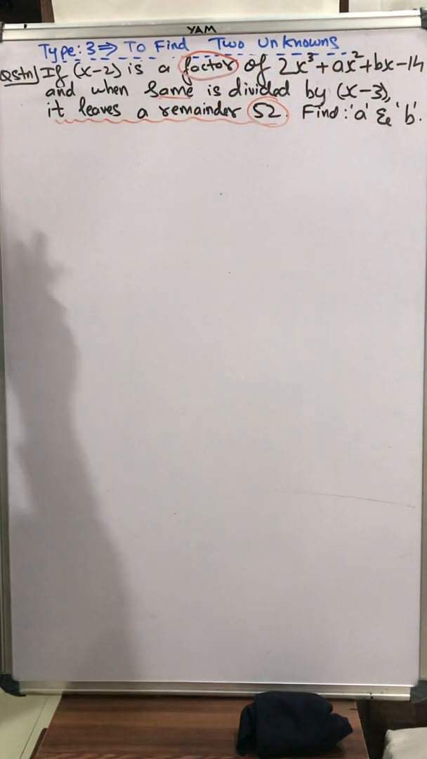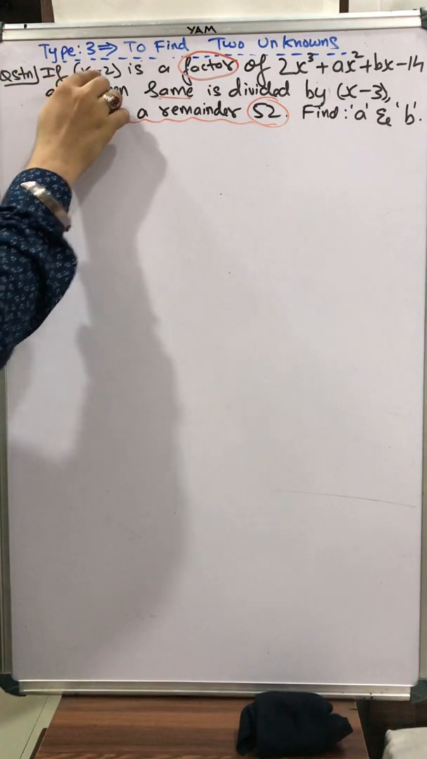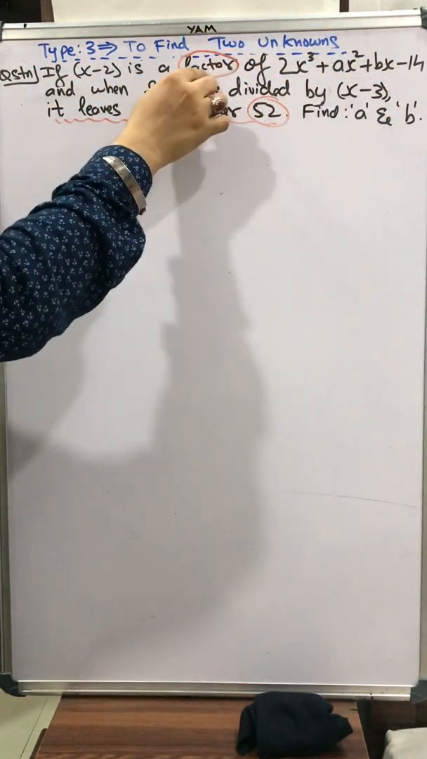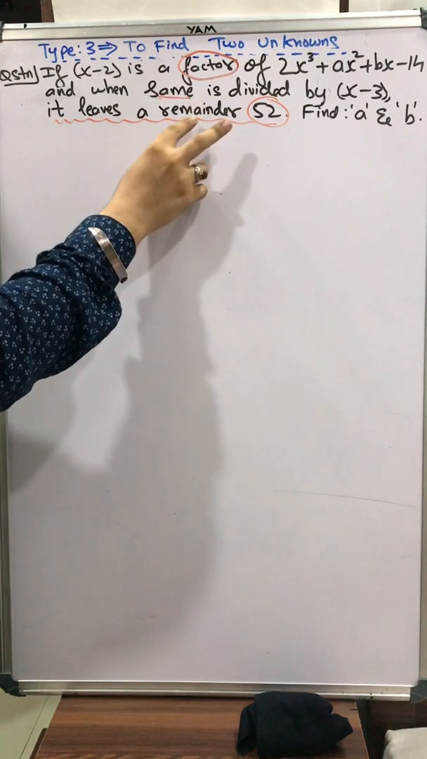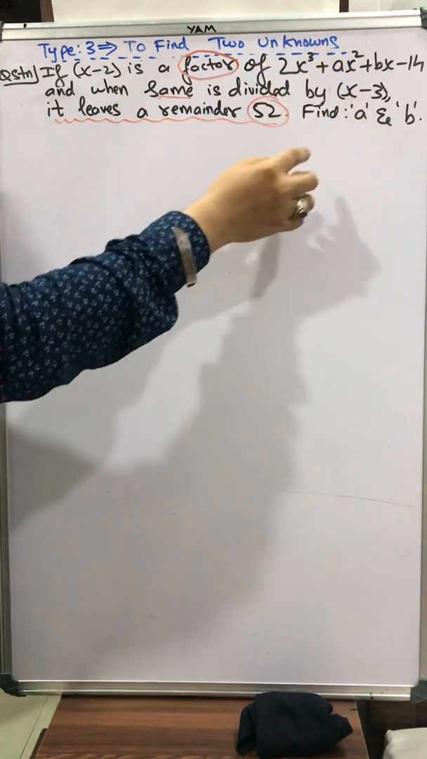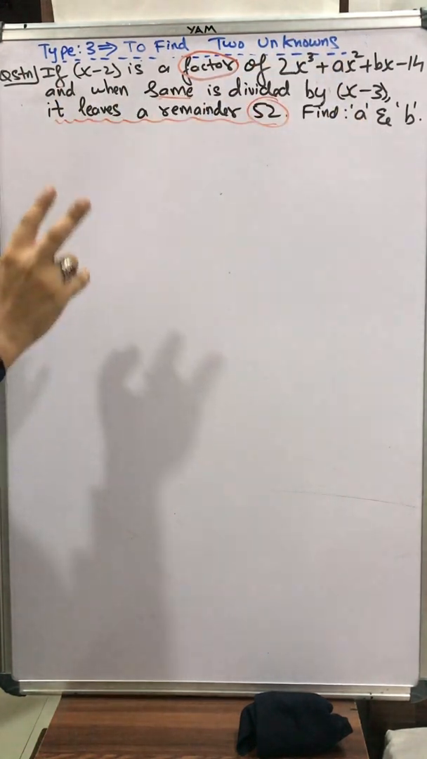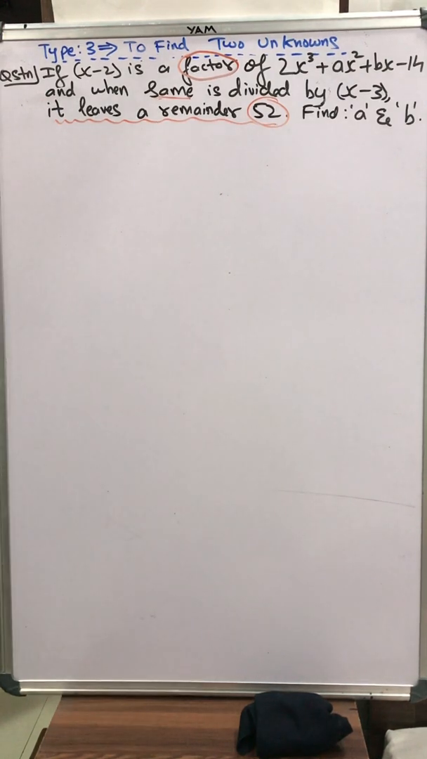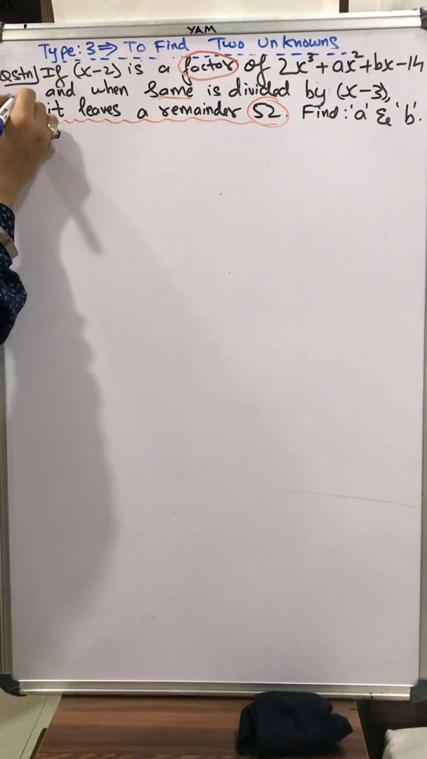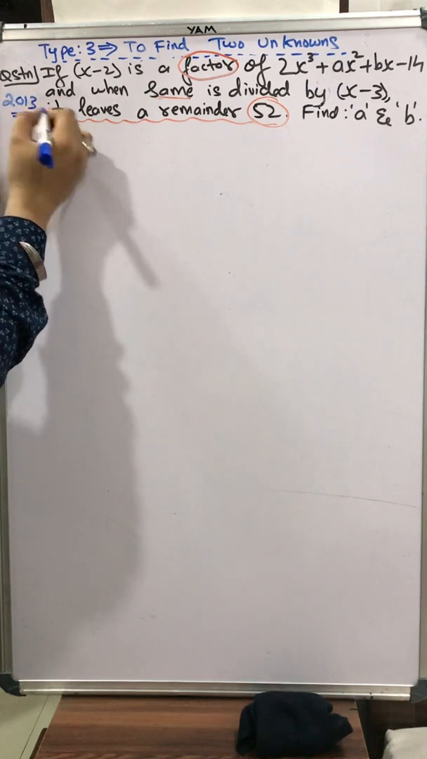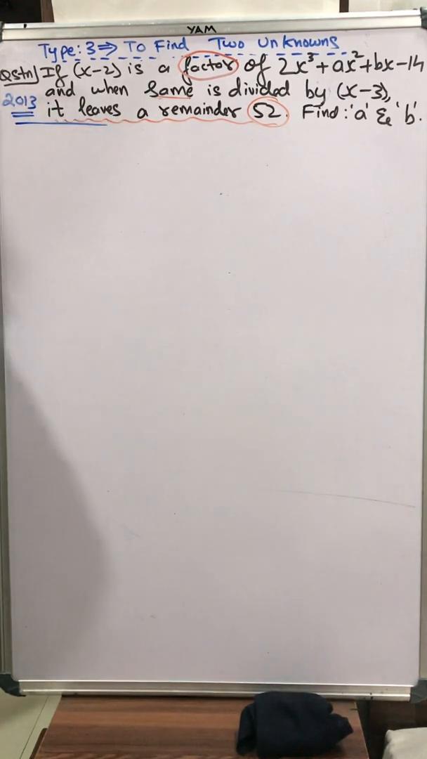So there are two conditions. In the first condition, when we substitute 2 in this, our remainder is 0 because the word factor is mentioned. And according to the second condition, when I substitute 3 in this, the remainder will be 52. So I'll get two equations. Okay, let's start, students. For your knowledge, students, this question was asked in the year 2013 board exams. Okay, let's start now.